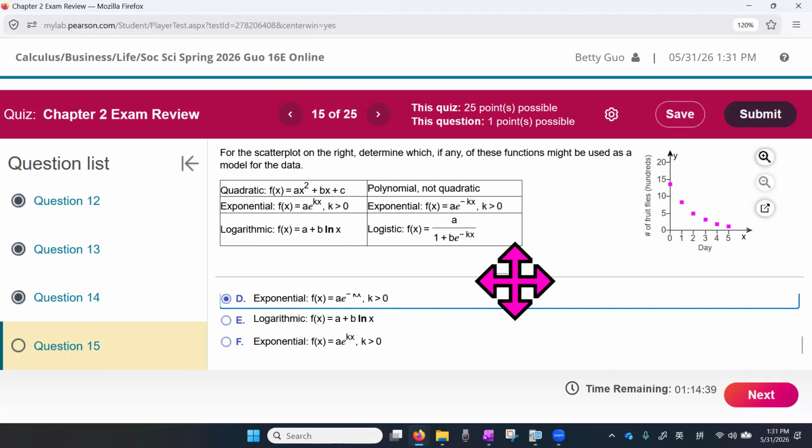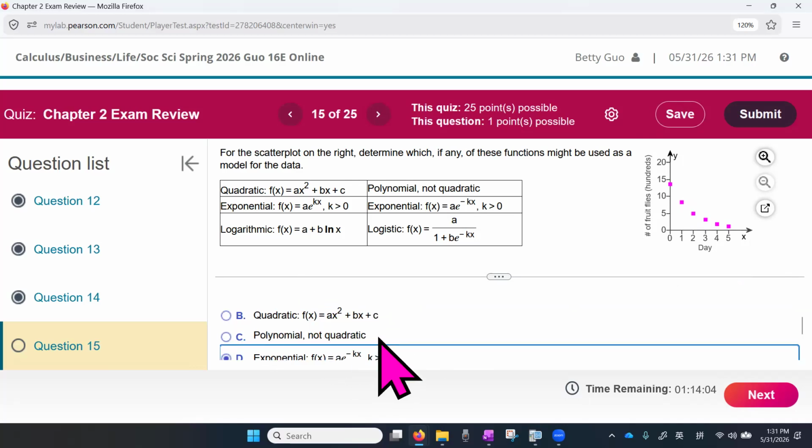The reason it's not logarithm is that it seems to have a horizontal asymptote. Exponential growth and exponential decay functions have horizontal asymptotes. Logarithmic functions have vertical asymptotes. This image doesn't really show a vertical asymptote, but the horizontal asymptote is quite obvious. So I would choose exponential decay, and we'll see if it's correct. I think it's correct. This one is exponential growth because k is positive. This is exponential decay because the coefficient of x here is negative. All right.